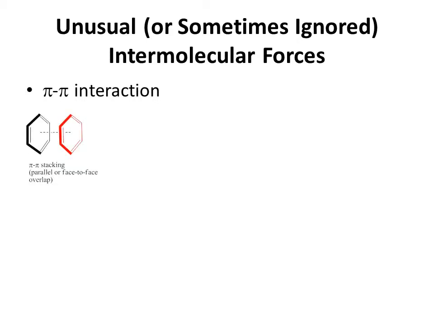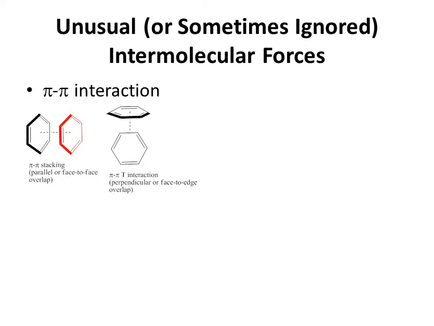Our strongest Pi-Pi interaction is the Pi-Pi stacking interaction, where the benzene rings are parallel to each other, and that gives you the maximum overlap. Then we have the Pi-Pi-T interaction, in which the benzene rings are perpendicular or face to edge. This is a slightly weaker form of Pi-Pi interaction. Again, it's a London force.